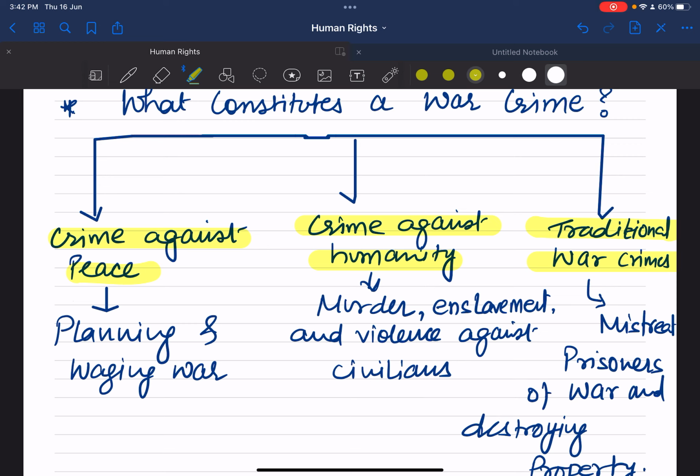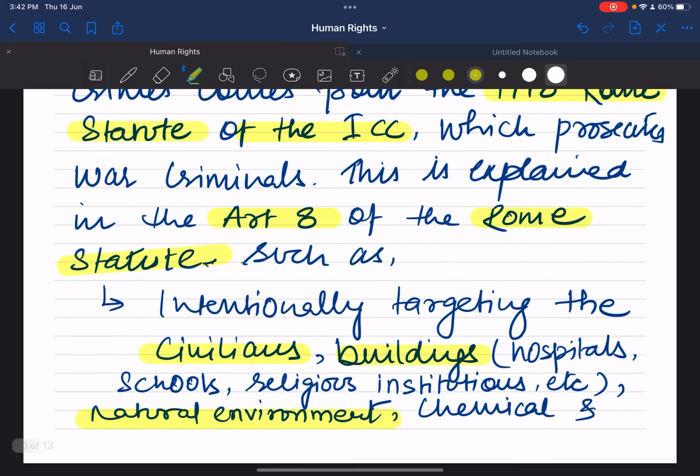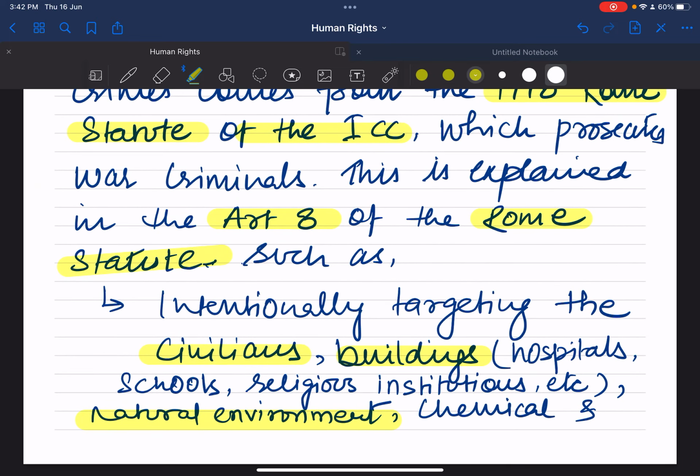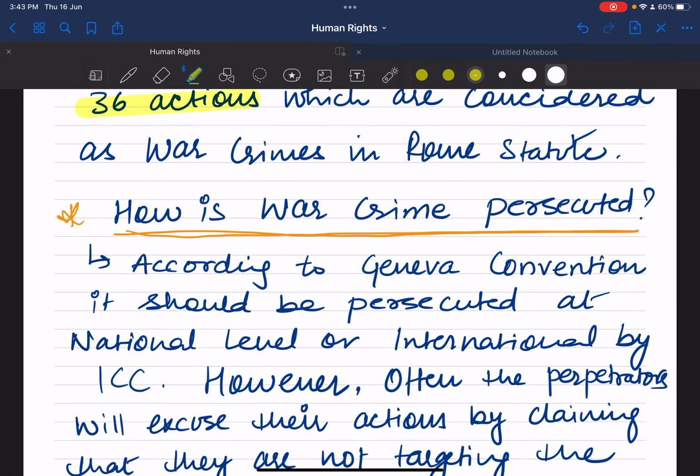If you remember, all these pointers are written under Article 8 of the Rome Statute, which considers them war crimes, right? Article 8 and the Rome Statute, this is where we discussed them. Now we move further and see how war crime is prosecuted.